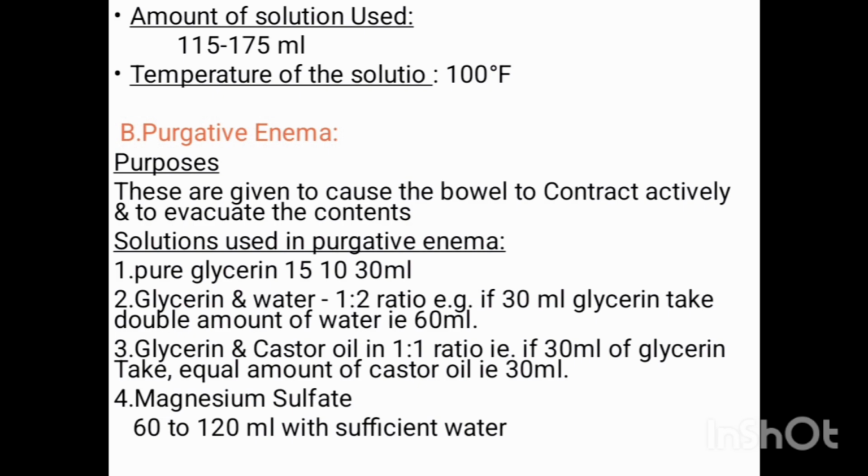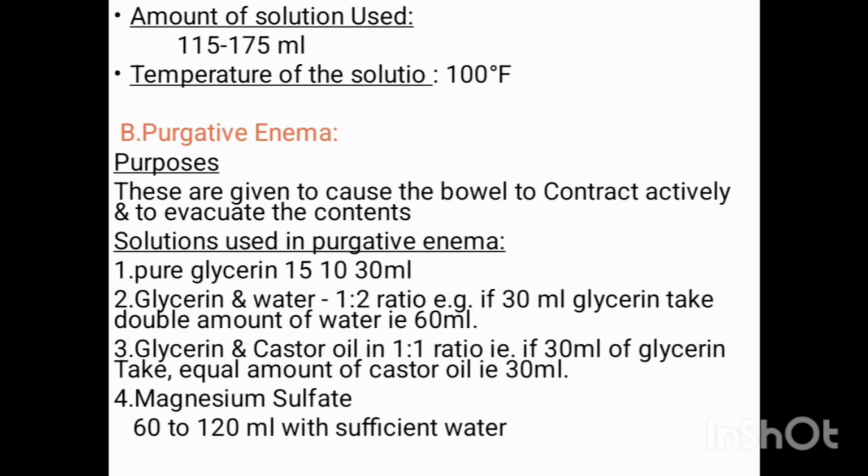B. Purgative enema. Purposes: these are given to cause the bowel to contract actively and to evacuate the contents. Solutions used in purgative enema: 1. Pure glycerin 15 to 30 ml. 2. Glycerin and water in 1:2 ratio. For example, if 30 ml glycerin, take double amount of water, that is 60 ml.